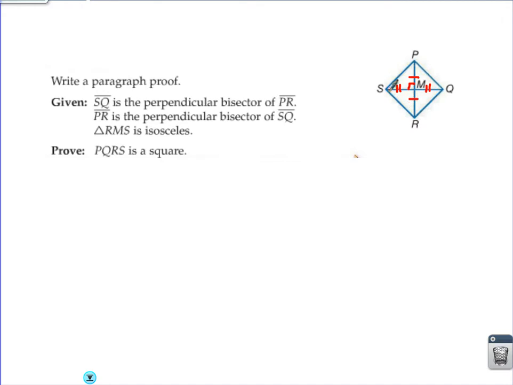MR and MS are the same because it's an isosceles triangle. Since those are the same, then these will also be the same. So I can just put a single tick mark on all that. Let's go back and do that. These are congruent, and you have a right angle.